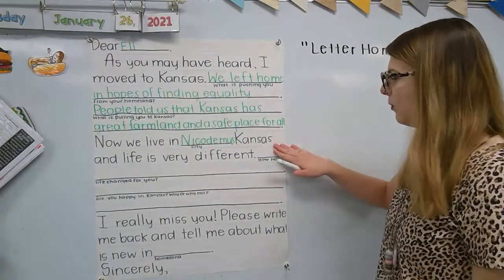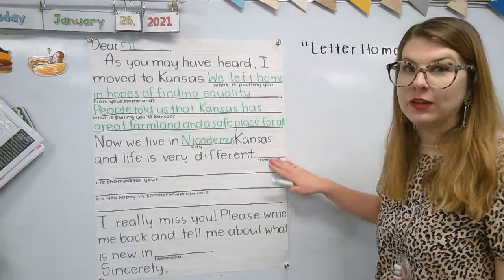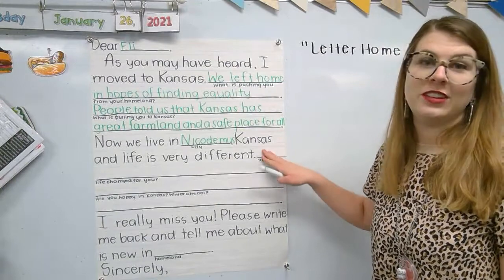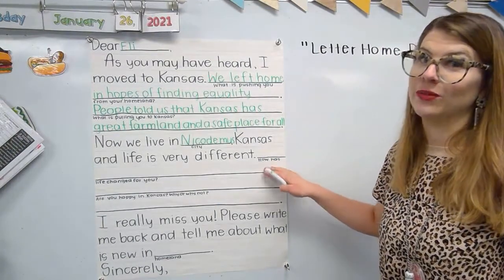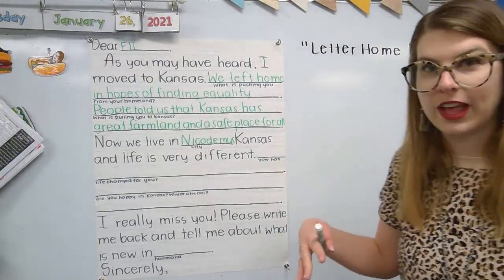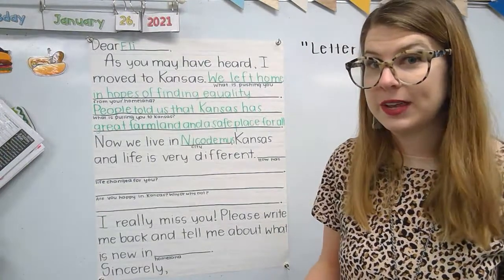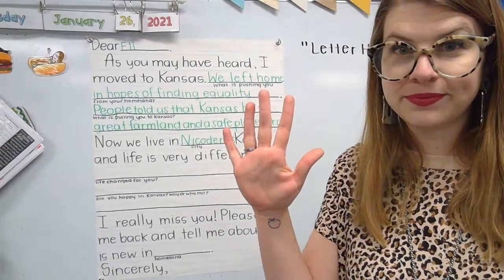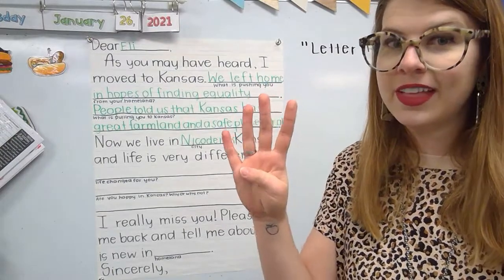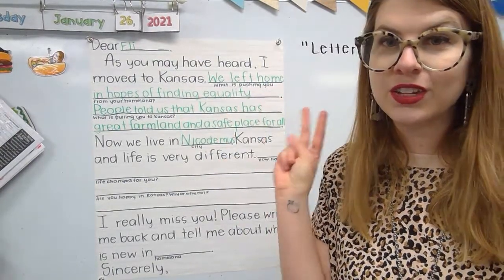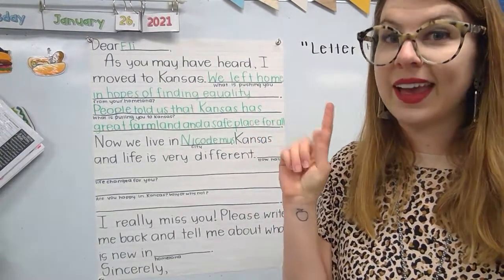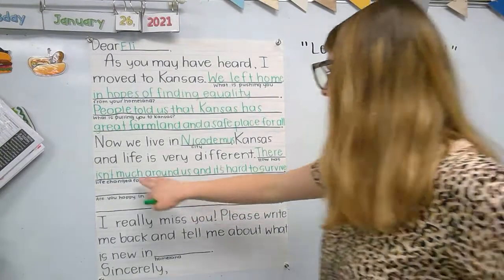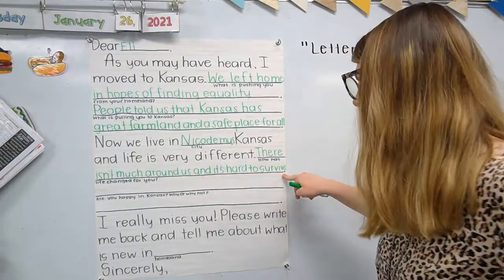So I'm going to take a moment and write a sentence about how life was like for African American settlers in Nicodemus. It is your turn to also pause this video and write a sentence about what life was like for your settler group in your city. What did they do? I'll see you in 5, 4, 3, 2, and 1. For my next sentence, I wrote, there isn't much around us and it's hard to survive.